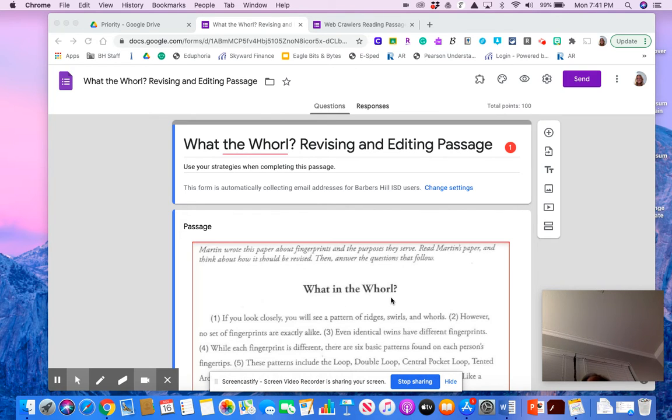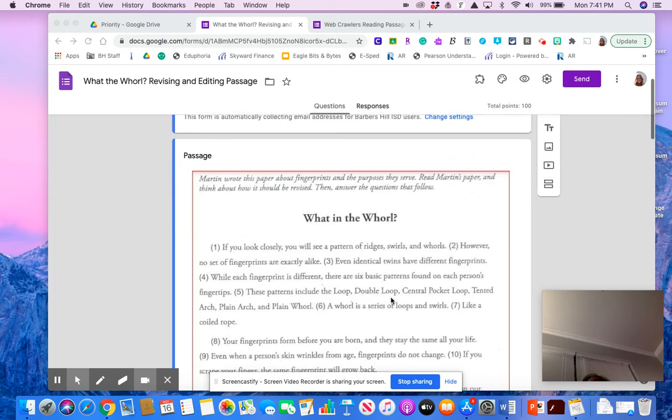"What in the Whorl?" Now, this is a nonfiction passage. We're going to be studying nonfiction coming up pretty quickly. So pay attention to how this is written as far as being different than a personal narrative.